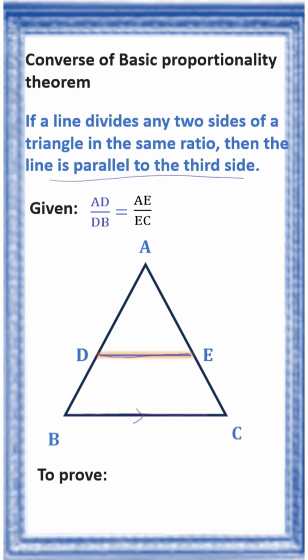Now, in basic proportionality, we are given that DE is parallel to BC. We have to prove AD by DB is equal to AE by EC. But in this case, we are given AD by DB is equal to AE by EC, to prove DE is parallel to BC. This is a simple theorem. You can learn it very easily. The first one is a bit difficult. It carries 4 marks. The first one. It may carry 2 or 3 marks.